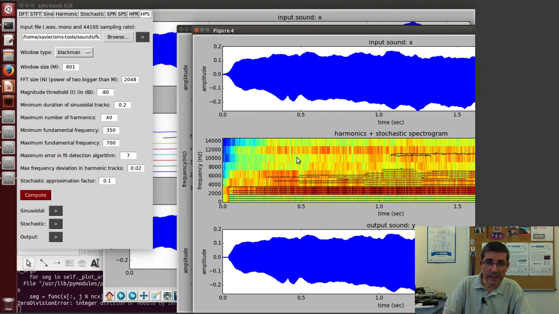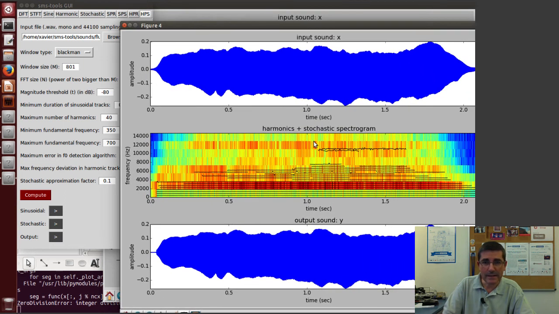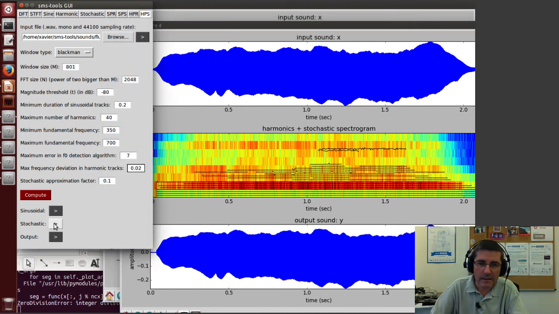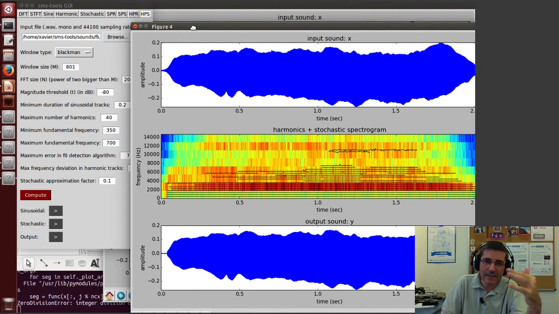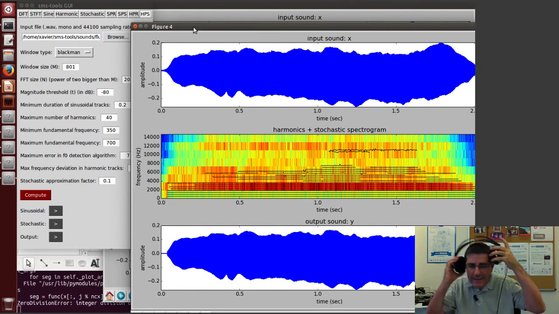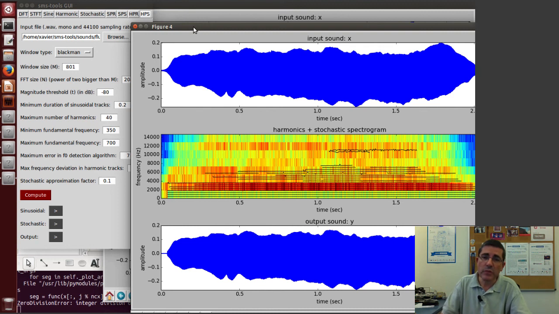but as we see, the harmonics are very much on the lower side. Above 5,000 hertz there is not that much. There are some of these lines, but maybe even these should not be considered harmonics, and they should be discarded. But let's listen to the stochastic component. Of course, we have lost a little bit of the details that the residual had, but it definitely keeps this breathy noise. Of course, it's not that loud.